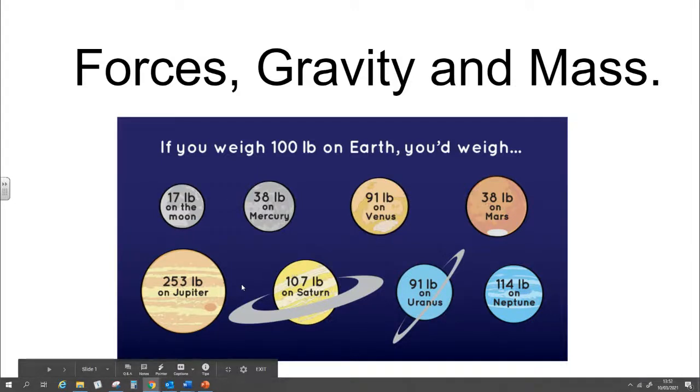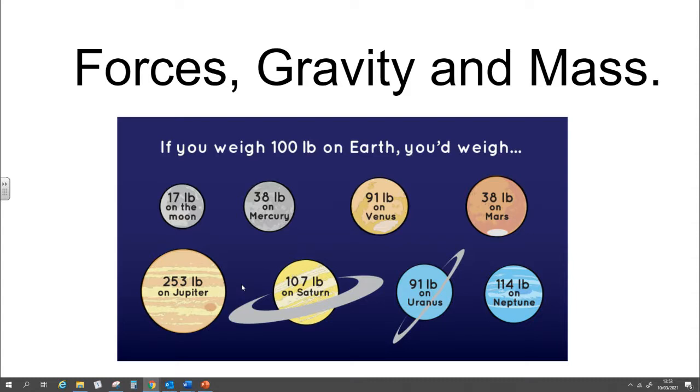In this video, we look at the relationship between force, gravity, and mass. So the idea is that if you weigh 100 pounds, which is an American way of doing weight, on Earth, you'd weigh only 17 pounds on the Moon, 38 pounds on Mercury, a similar 91 pounds on Venus, only a little bit lighter, 38 pounds on Mars, which is the same as you see on Mercury.